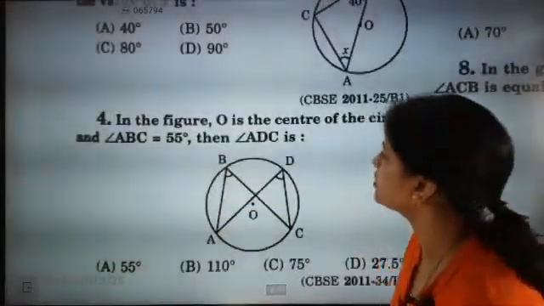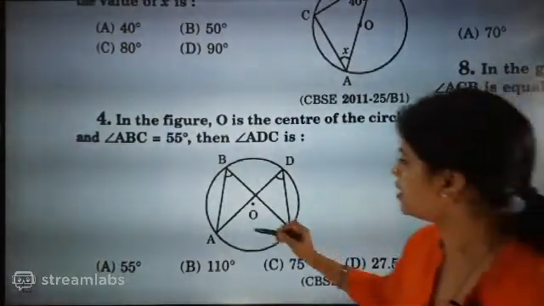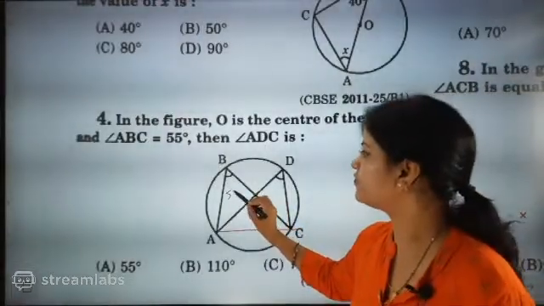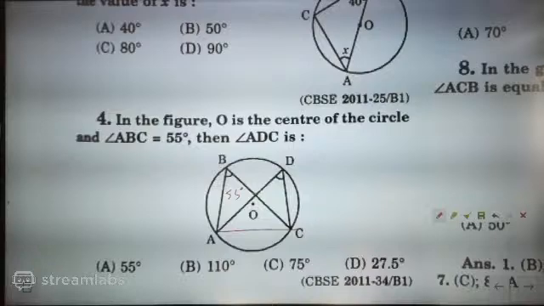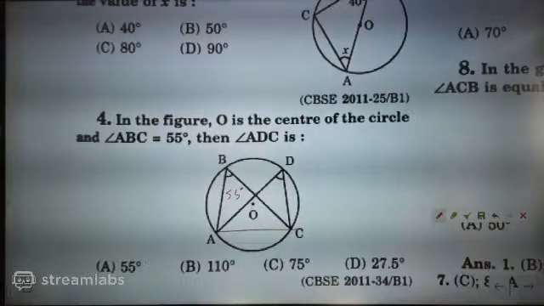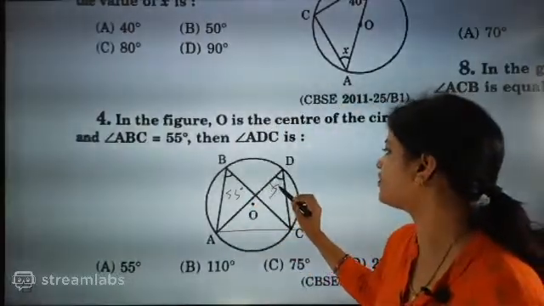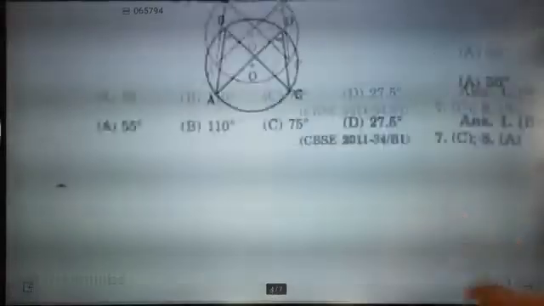Now in the given figure, angle ABC is 55 degrees. What is angle ADC? Angles on the same segment are equal. If this is 55 degrees, then angle ADC will also be 55 degrees. I have tried to cover as many important questions as possible today.